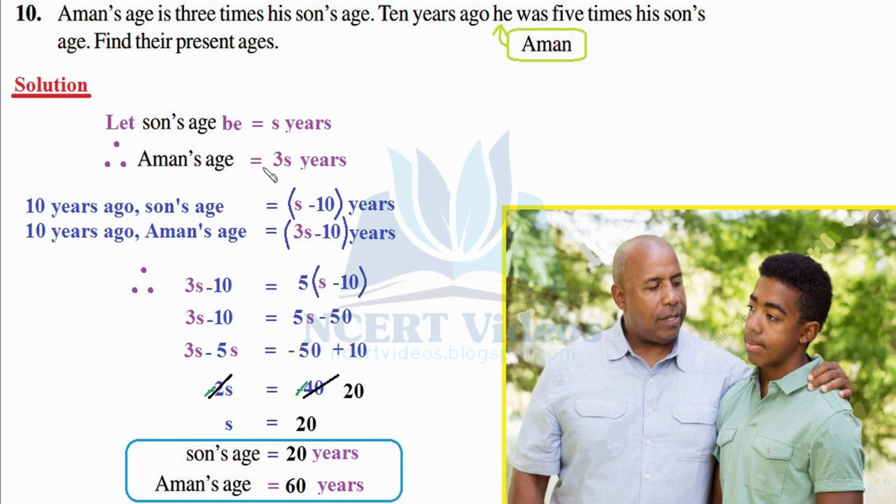So this was a very easy question. You just have to visualize it and convert every statement into its mathematical representation. With this, our last question, question number 10 of linear equations in one variable, chapter 2, exercise 2.4, class 8th, has been solved.